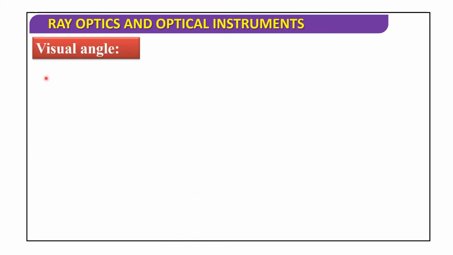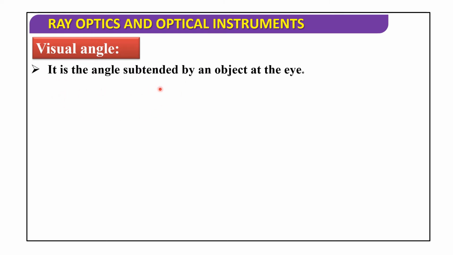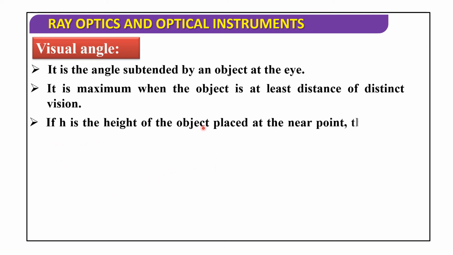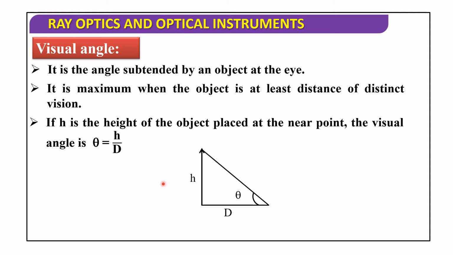Now, what is meant by visual angle? It is the angle subtended by an object at the eye. It is the maximum when the object is at the least distance of distinct vision. So, if h is the height of the object placed at the near point, the visual angle theta is equal to h by D. Here we are taking the height h and theta is the visual angle. So, theta is equal to h by D.